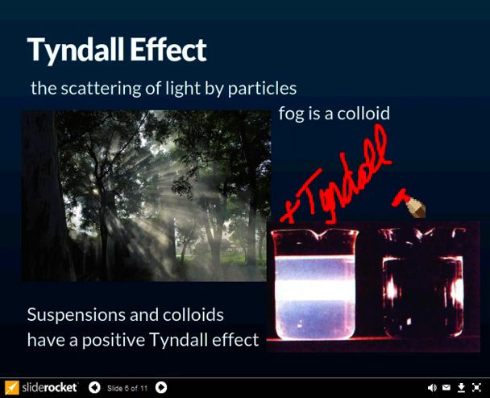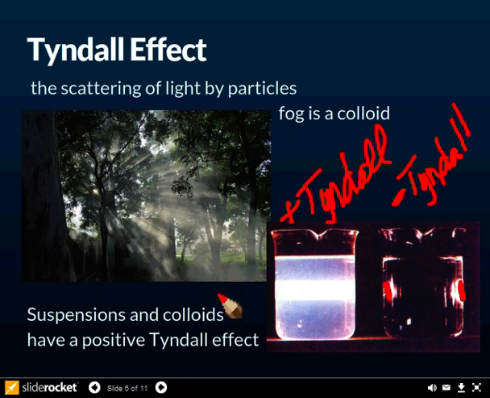This is a negative Tyndall effect. And you see the light reflects off the glass here and it reflects off the glass here, but you do not see that beam of light. So this is a negative Tyndall effect. And this would indicate that it is not a colloid, it's not a suspension, that it is actually a homogeneous mixture, which is the solution. So both suspensions and colloids will have positive Tyndall effects.